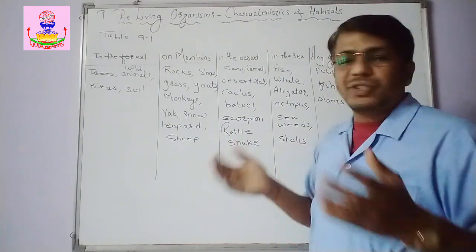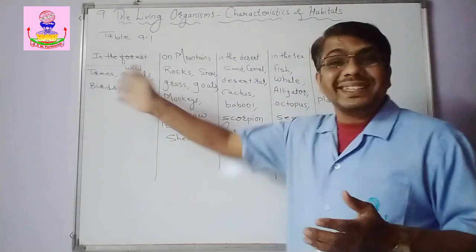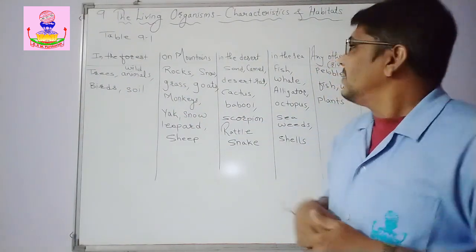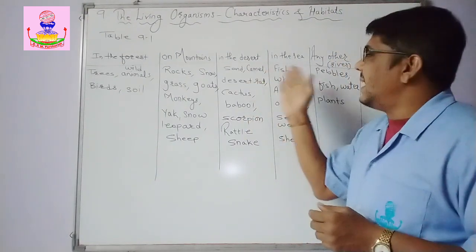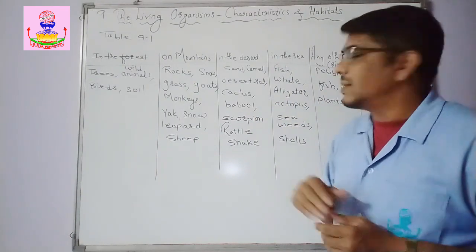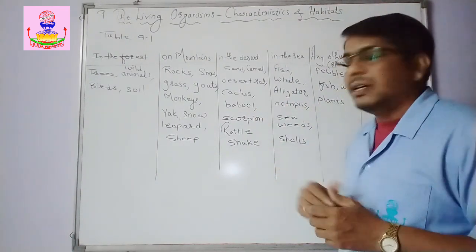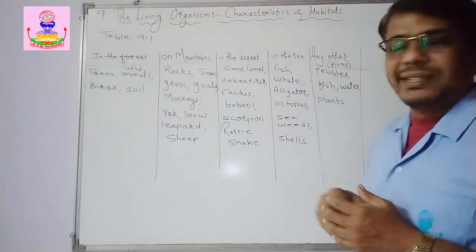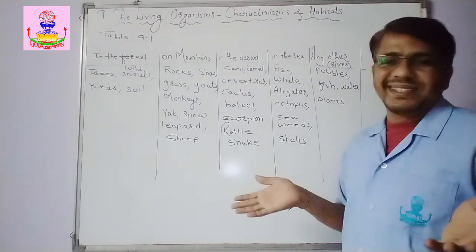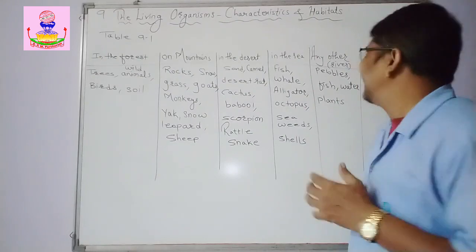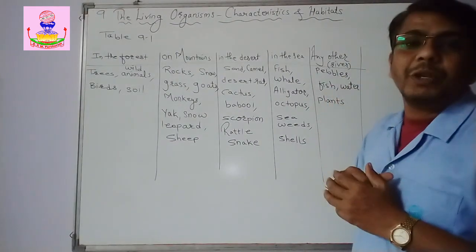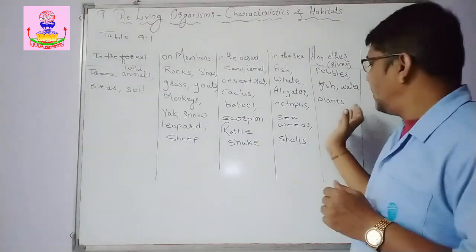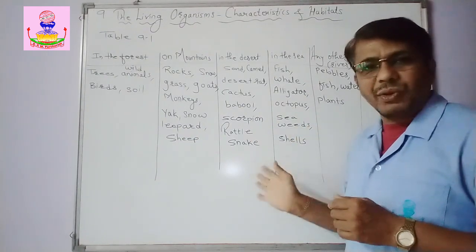Then mountain. On mountains, you get rock, snow, grass, goats, monkeys. Monkeys you get here also. Right? Yak, snow leopard. Then sheep. Then in the desert, what do you get? Sand, camel, desert rat, cactus, baboon, scorpion, rattlesnake, right? In the sea, fish, whale, alligator, octopus, seaweeds, shells, salty water. Then any other. I have taken the example of river. You can take it off yourself. Pebbles, fish, water, plants. You can add them.